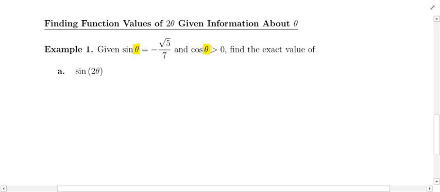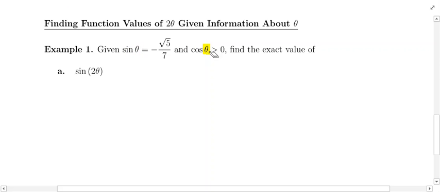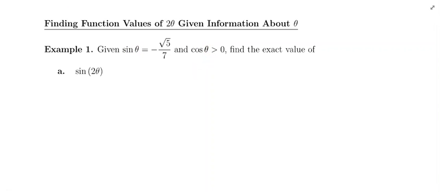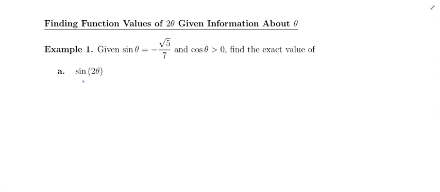The information that applies to theta is different from what's going on with 2 theta because they're 2 different angles. But we can use this given information to get what we need. So let's start by looking at what we're trying to find. We need to process that, and then that will point us in a direction of how we can use what we've been given.